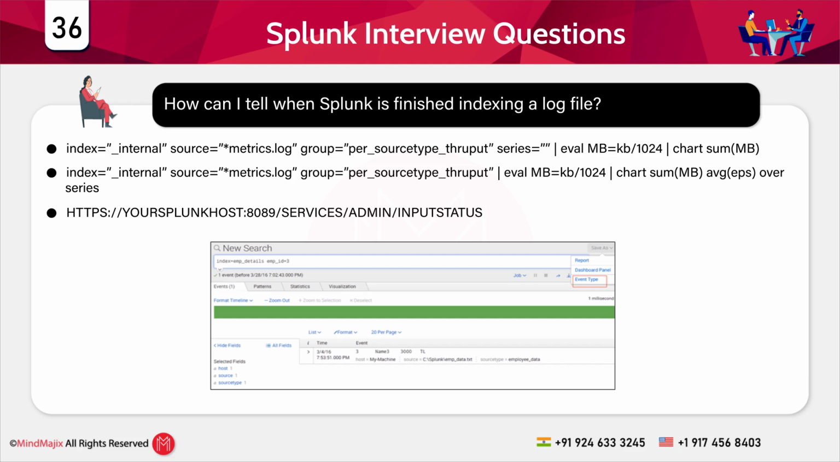And if you're having trouble with the data input and you want a way to troubleshoot it, particularly if your whitelist or blacklist rules aren't working the way you expect, you can go to this URL and have a look. Which is that URL? As you can see over here, https://your-splunk-host:8089, which is the port number, then /services/admin/inputstatus.